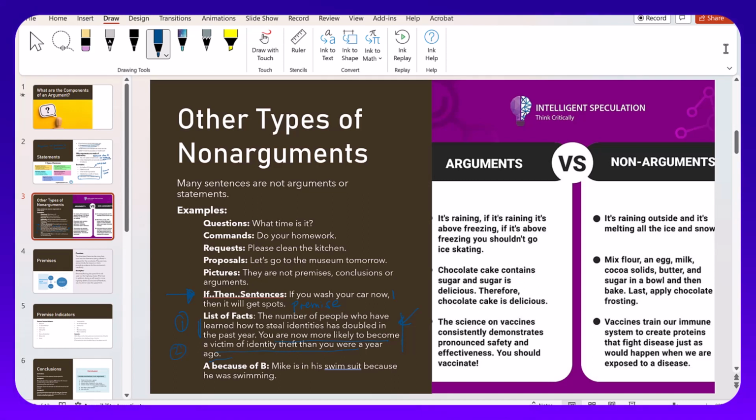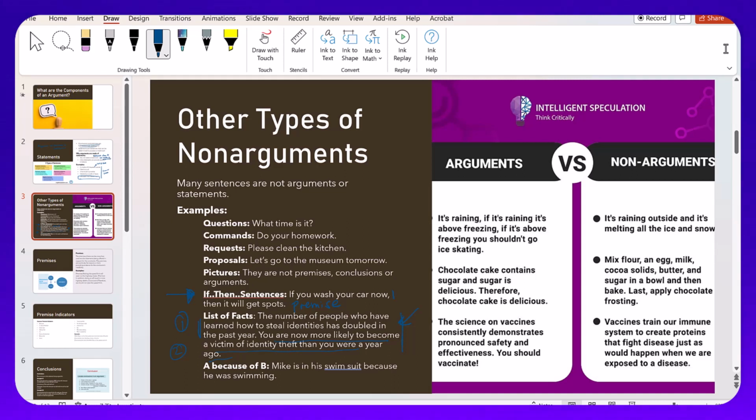Versus, again, I should have probably typed this one up so you could see the difference in person. It is in the notes, though. The number of people who have learned how to steal identities has doubled in the past year. We got that, right? So you are now more likely to become a victim of identity theft than you were a year ago. It's super different. It's super subtle, right? It's the "so." So this idea of they're connecting it, versus I'm just listing facts. And it's super, super subtle.